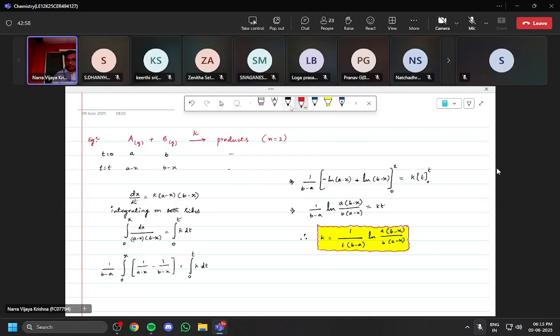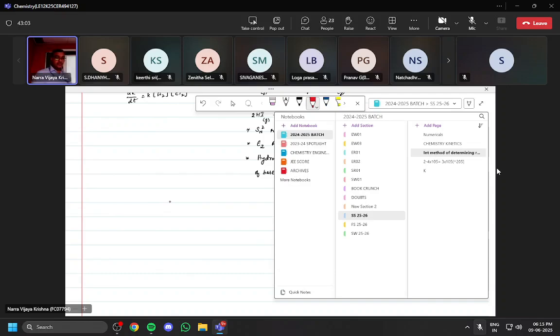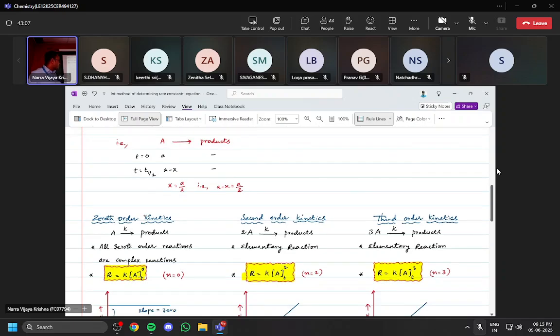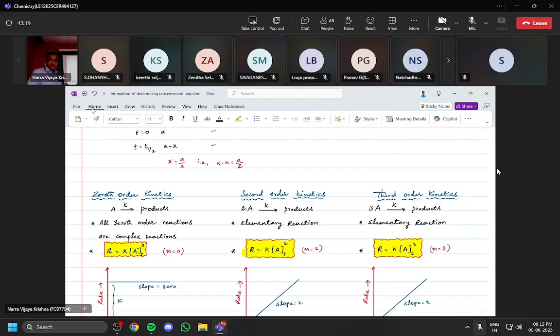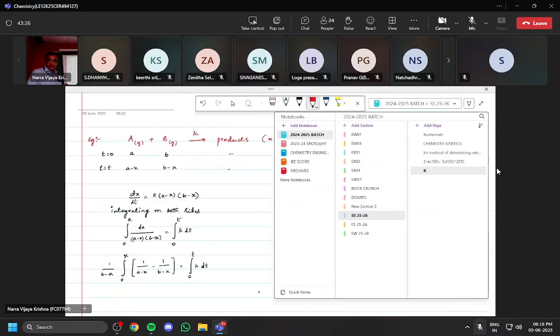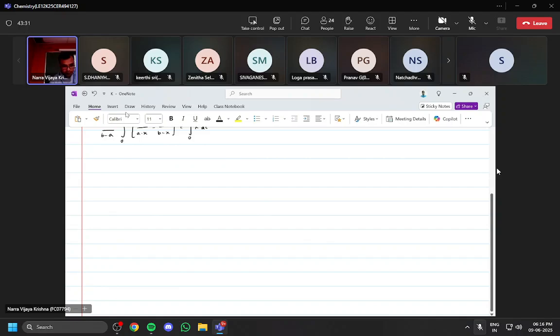Now, we are done with the other order reactions. Other order reactions means we are done with zeroth order, second order, and third order. Whatever example we have seen is also second order. Now we are going to see first order kinetics. So we will see first order kinetics.